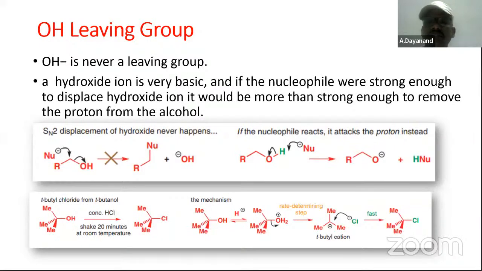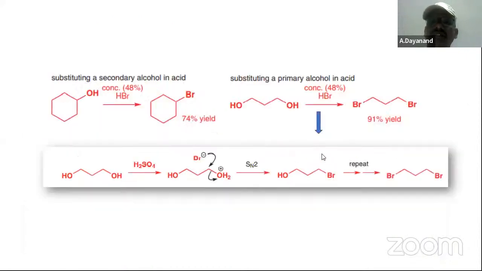Therefore, in order to displace this OH minus, we have to make tertiary butyl chloride from tertiary butanol in the presence of concentrated HCl. Displacement of hydroxide never happens directly. If the nucleophile reacts, it attacks a proton instead. The nucleophile is going to react with the proton. This O-H bond is broken, not the C-O bond.